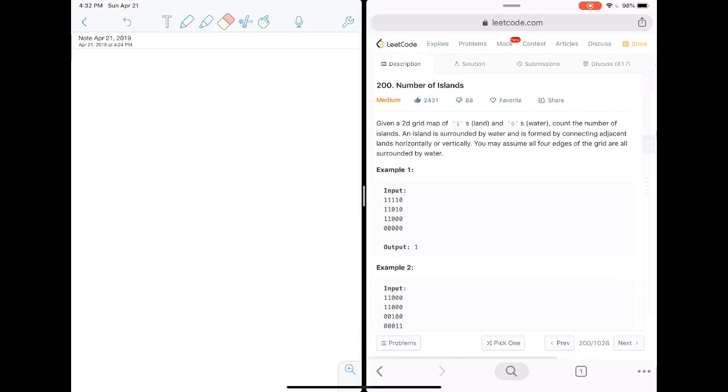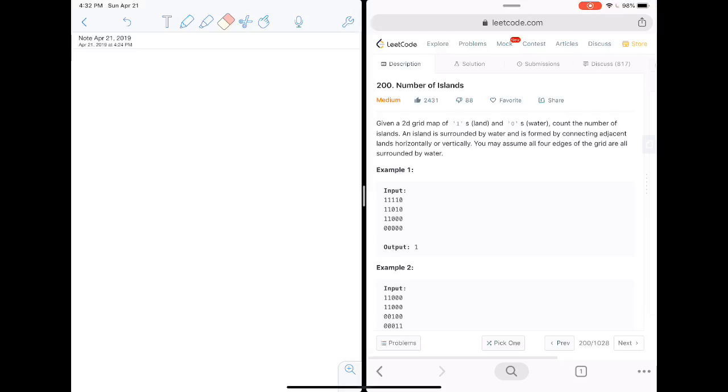There you go. Given a 2D grid map of ones and zeros, where 1 is land and 0 is water, count the number of islands. An island is surrounded by water and is formed by connected adjacent lands horizontally or vertically. You may assume all 4 edges of the grid are all surrounded by water. Okay, so anytime there's a graph question, I will usually do a form of BFS or DFS.